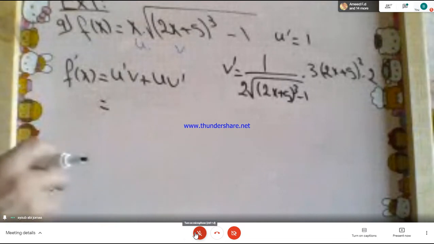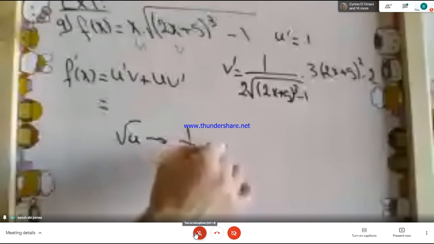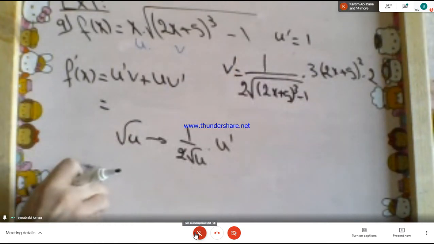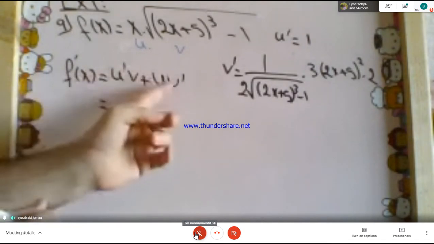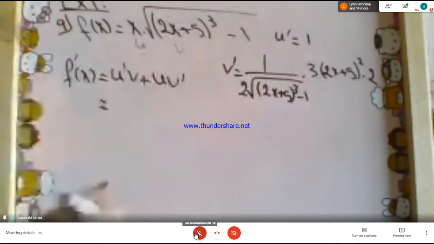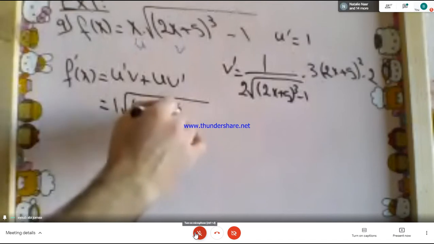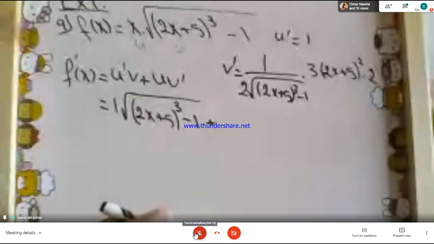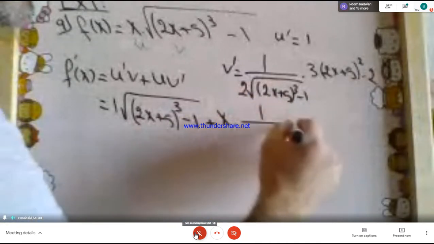The first part of the v prime, how did you solve it? The 1 over 2 radical. Yes, the derivative of radical u is 1 over 2 radical u times u prime. That's why 1 over 2 radical. Clear? Now replace in u prime v plus u v prime. Here you have u prime and you have 1 times v, times 2x times radical 2x plus 5 cube minus 1, plus x times v prime, all of it 1 over 2 radical.